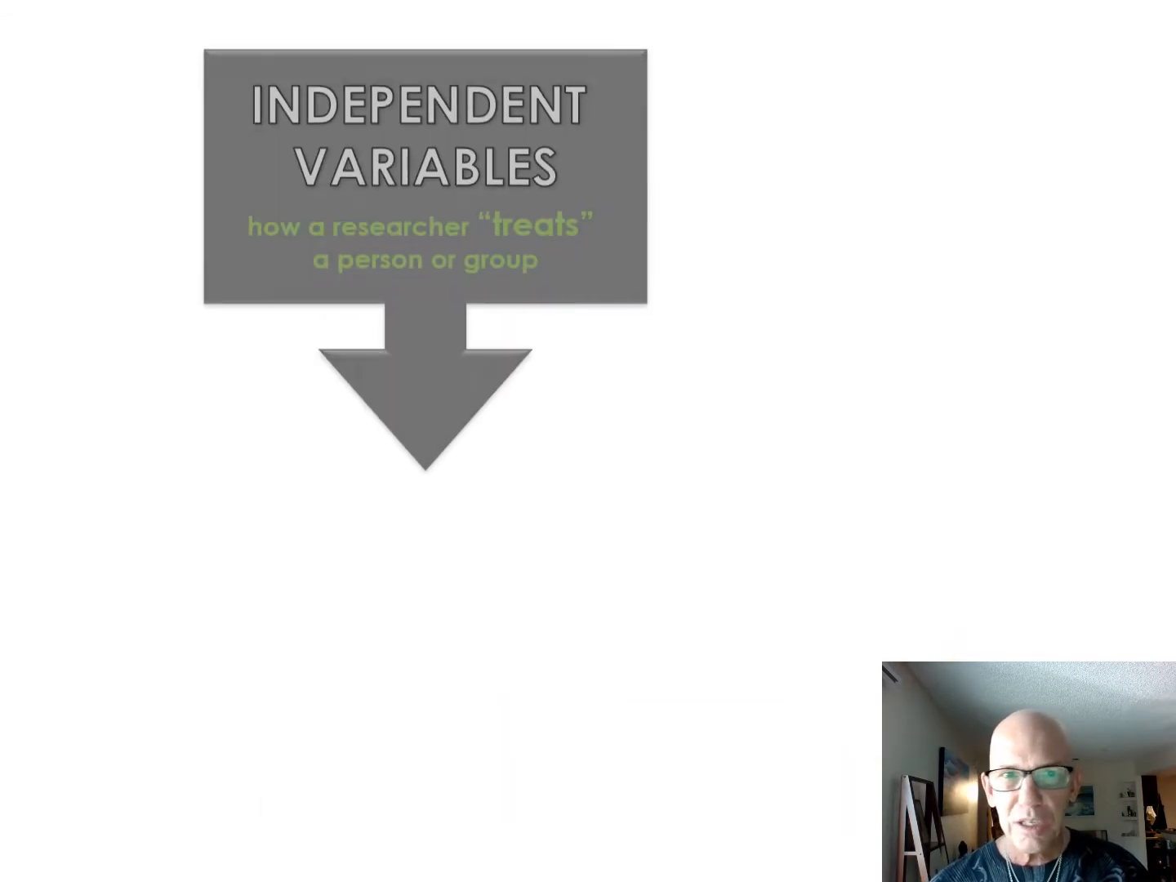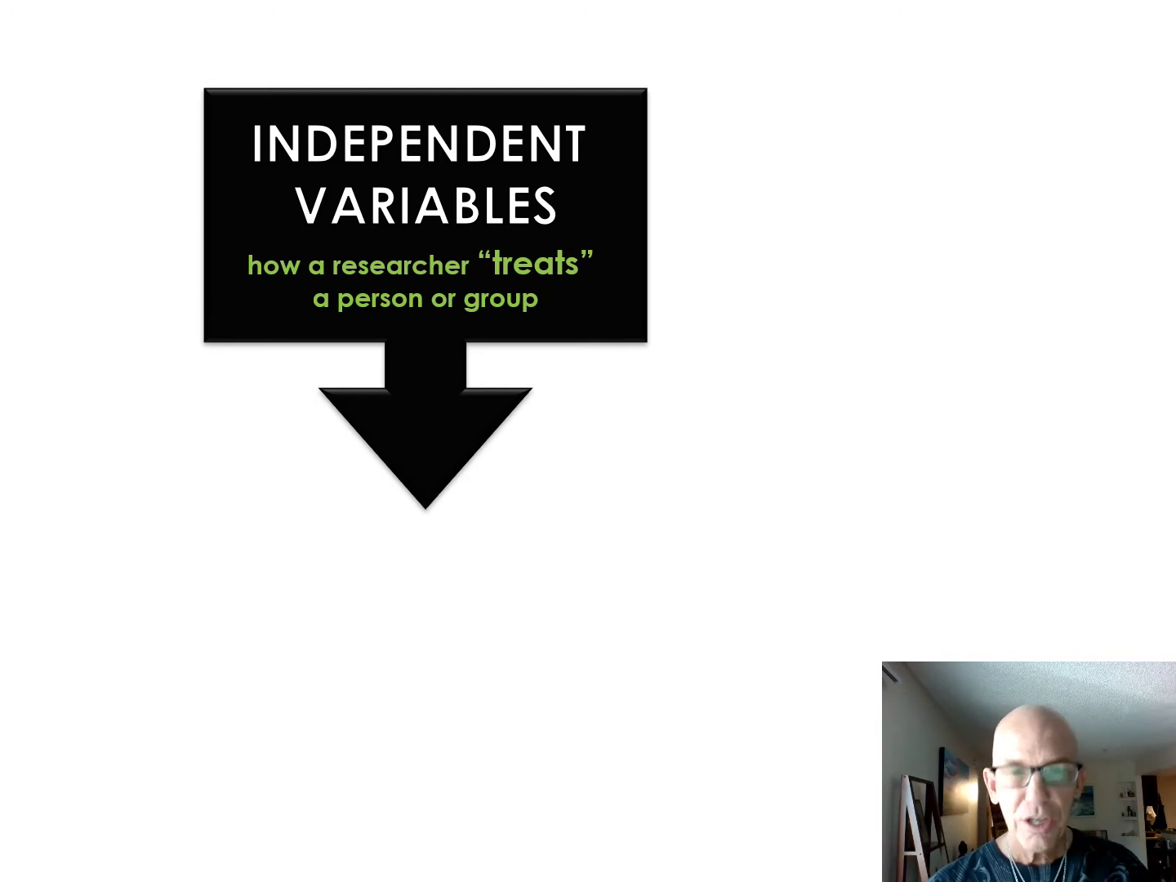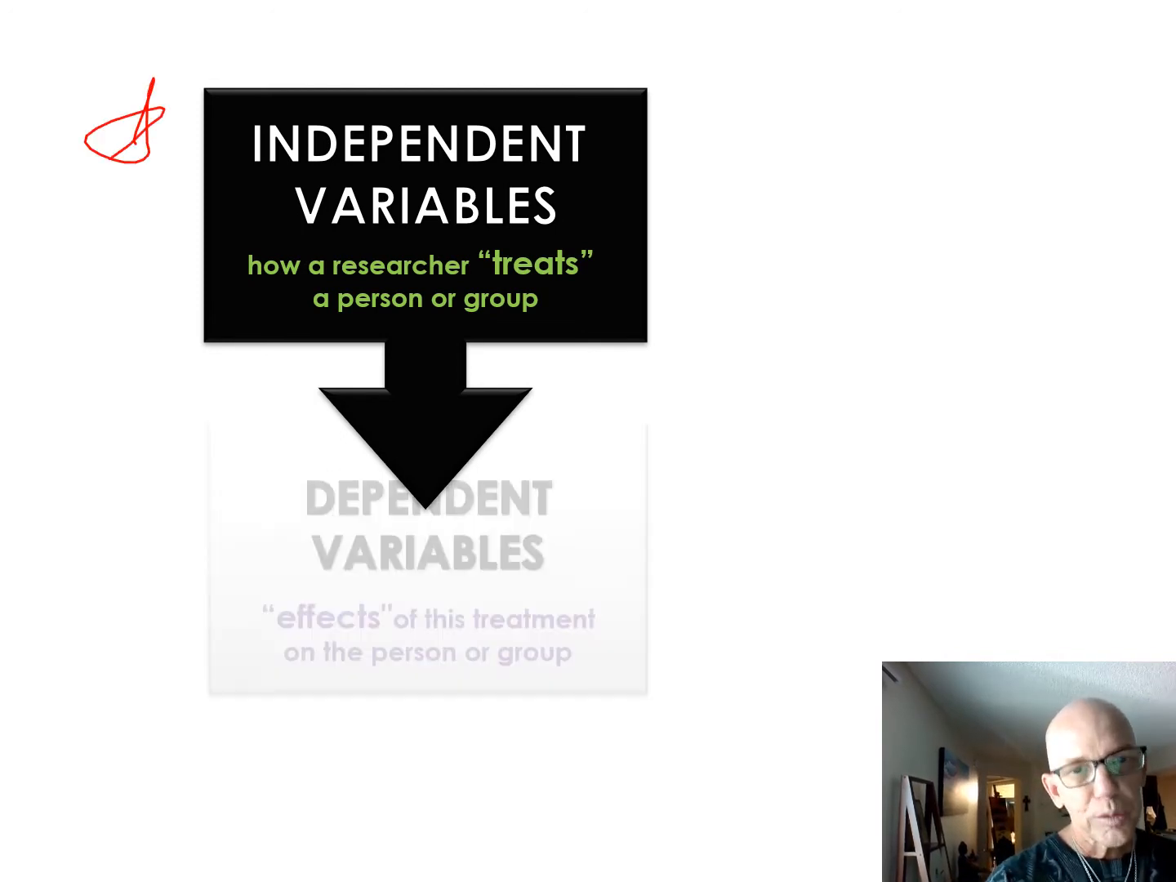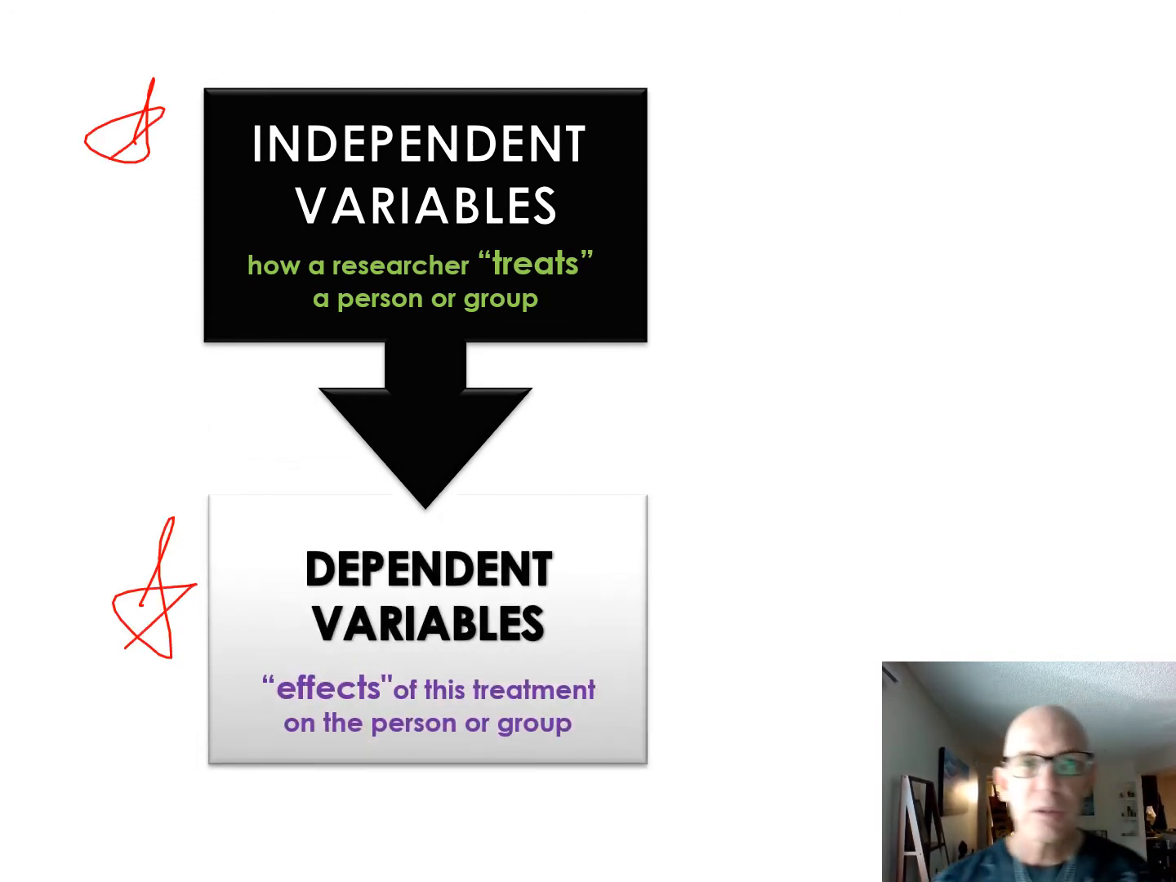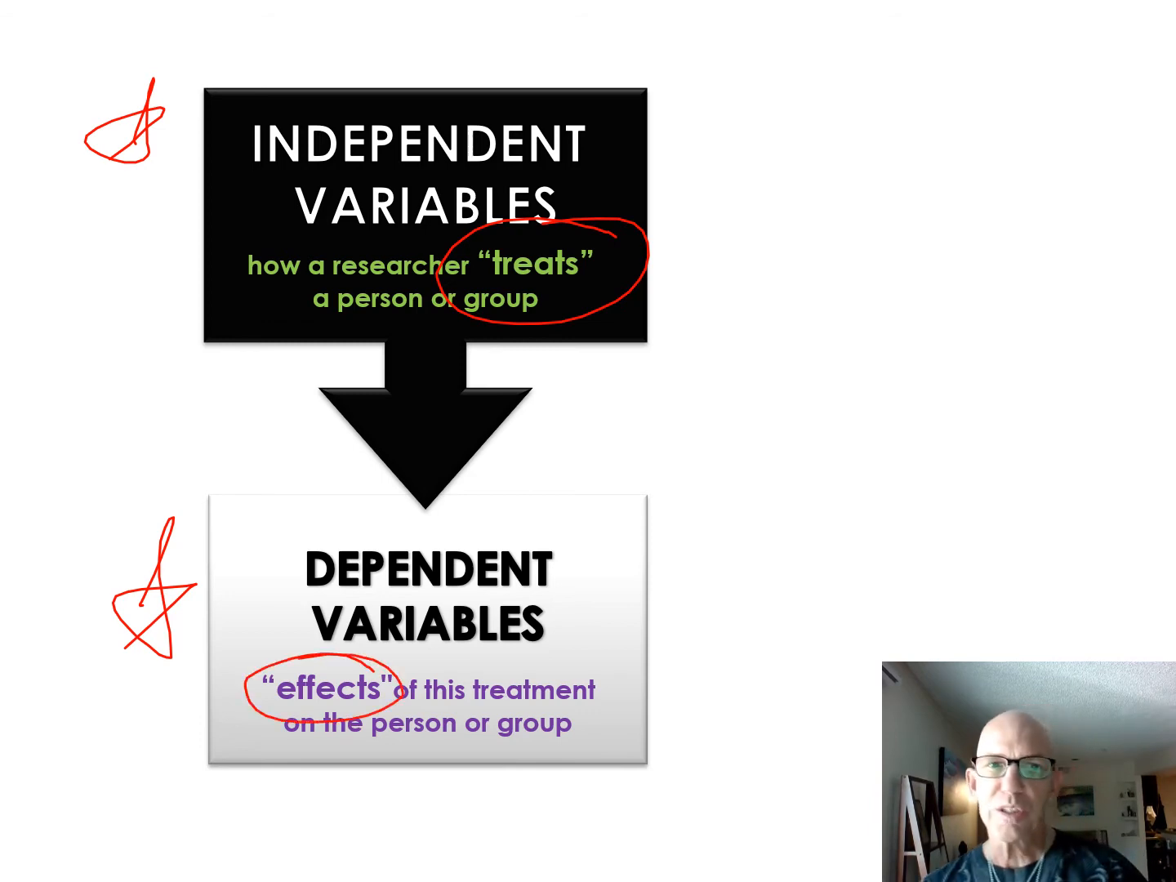Now, let me see what I got on here. For the test, know independent variable versus dependent variable. Okay, so here's why it's dependent. An independent variable is how I treat you. Okay, and a dependent variable is the effect of this treatment, because your behavior is dependent upon what I did to you. Now, what does all that mean?